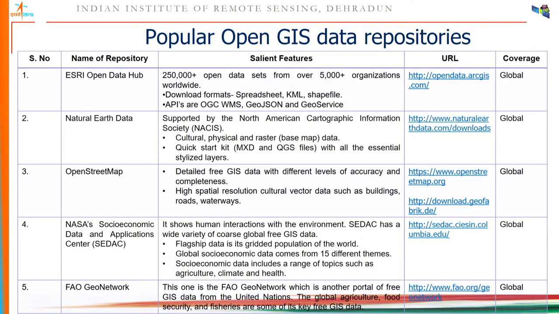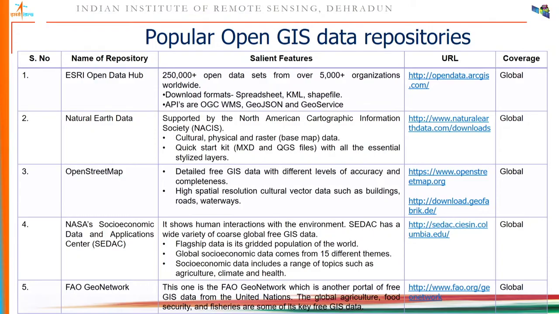So one first website is ISRO Open Data Hub. Again, ISRO is a commercial company, but they also have a beautiful data repository where 250,000-plus open data sets from 5,000-plus organizations worldwide are available either as a SAFE file, KML or spreadsheet format. You can also access their data as an API, an application programming interface.